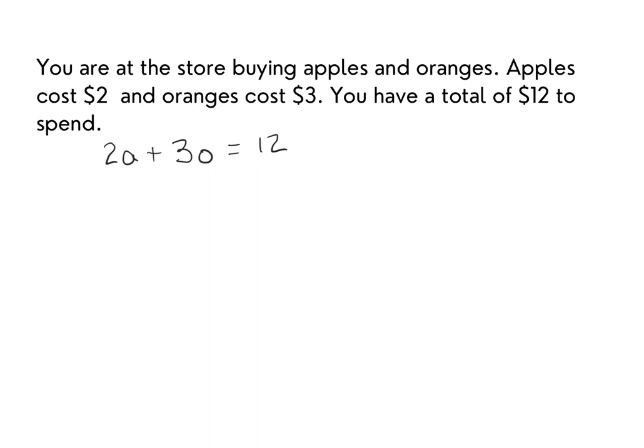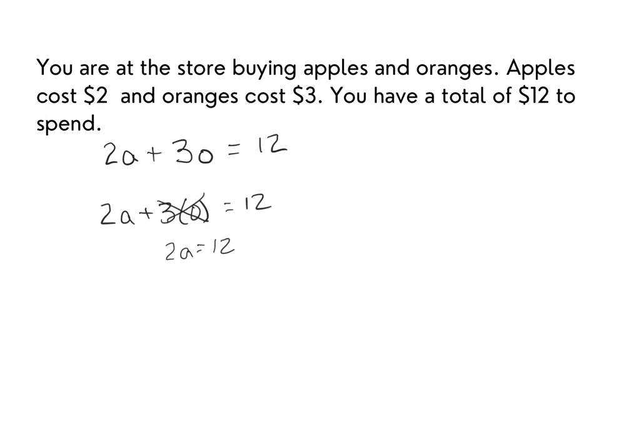Now, we would use this to figure out maybe what's the maximum number of apples that we can buy. So I would buy 0 oranges. So I would then have 2a plus 3 times 0 equals 12. Well, that 3 times 0 just cancels out to 0. It reduces down to 0. So I am left with 2a equals 12.